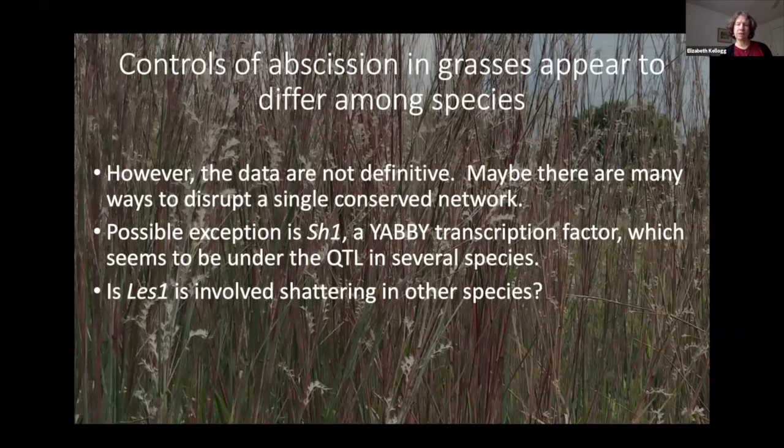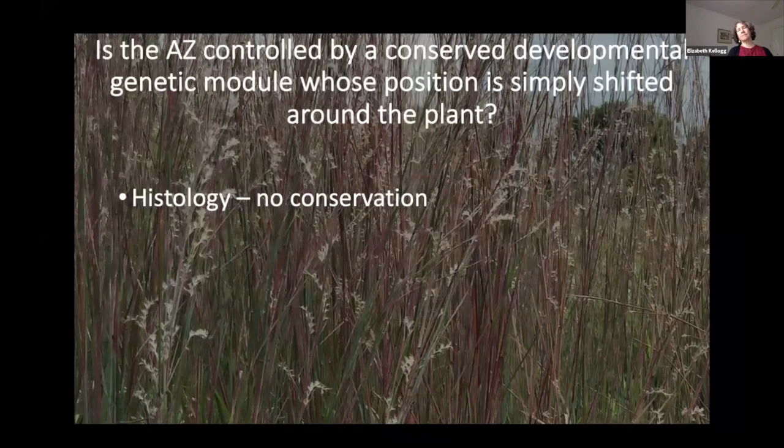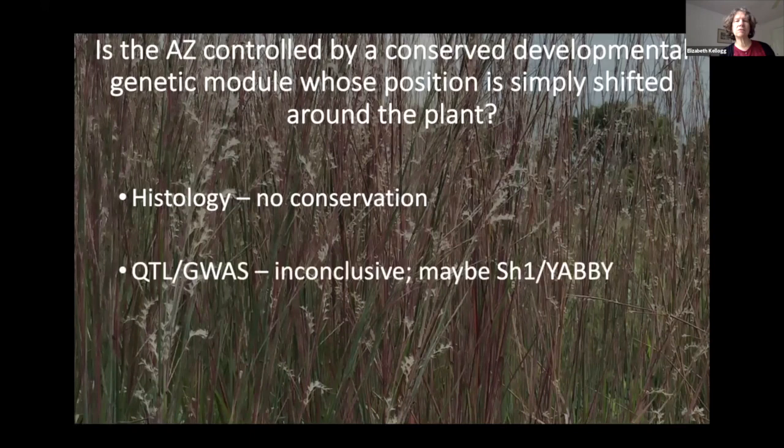So what we've shown, getting back to our original question: from the histology, there's no conservation. From QTL and GWAS, it's inconclusive, maybe shattering 1.